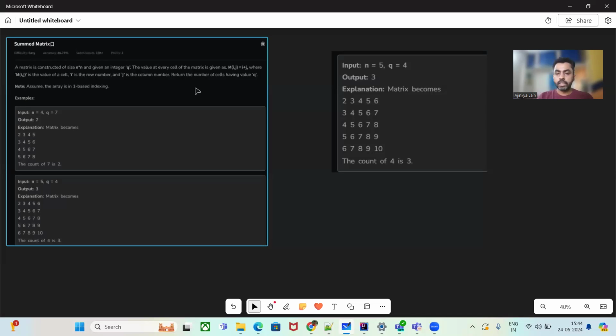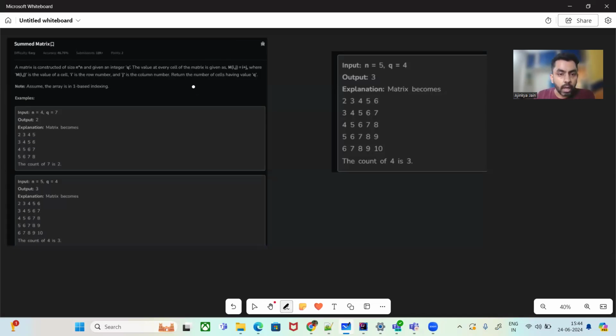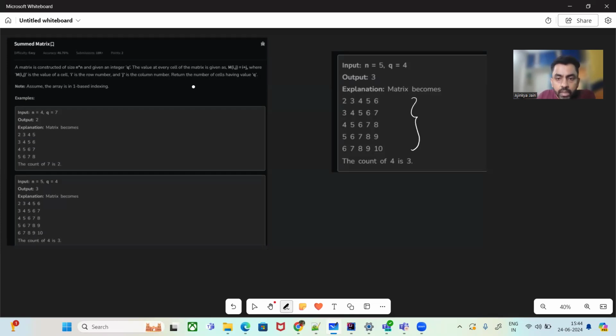So what the problem is saying is that we'll be given a matrix and a value q. Now the value at every cell of the matrix is given as m of ij equal to i plus j. For example, if these are the indices, it'll be one based index. Now the value at every cell m of ij.